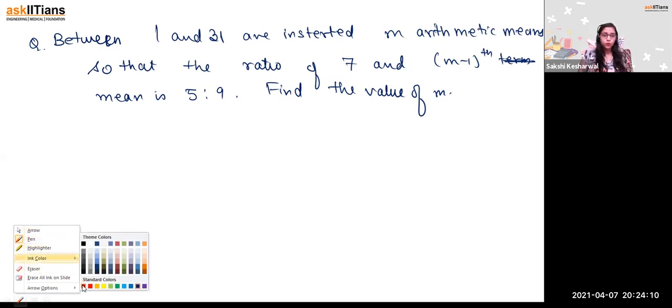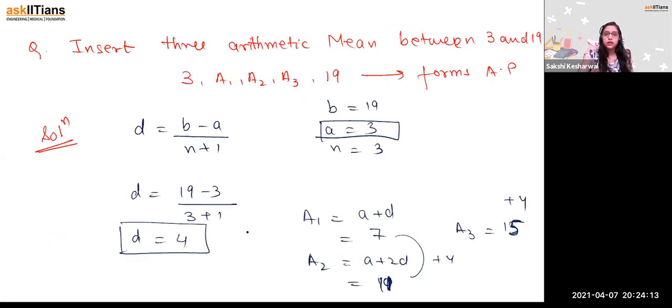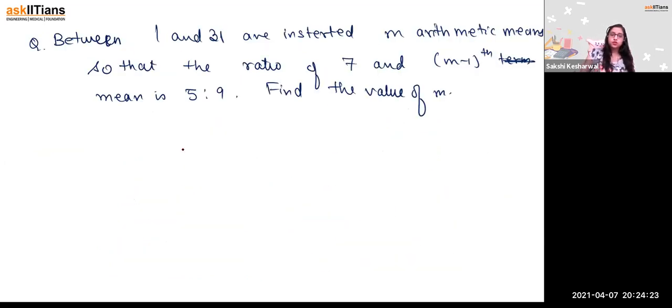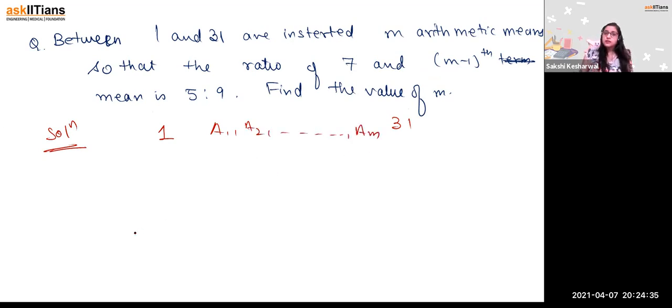So what does it say? If the question says whatever is given, now see. I want to show you that once you write A1, A1 can be written as A plus D. A2 can be written as A plus 2D, or not. So similarly, in this question, between 1 and 31 m arithmetic means are inserted. That means A1, A2, dot dot dot till Am arithmetic means are inserted. Now it says the ratio of the seventh term. So the seventh term, A7, can be equal to A plus 7D, right or not?